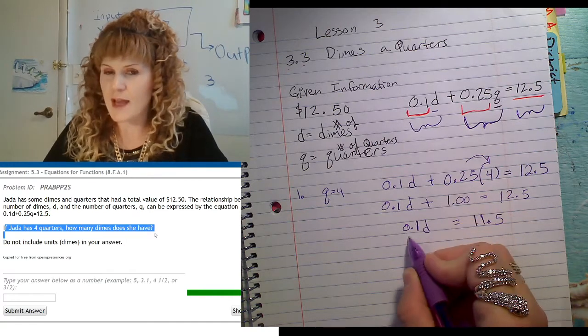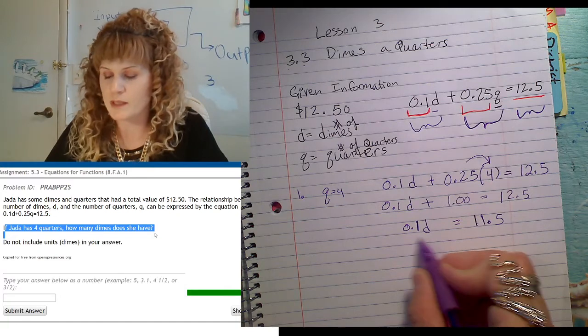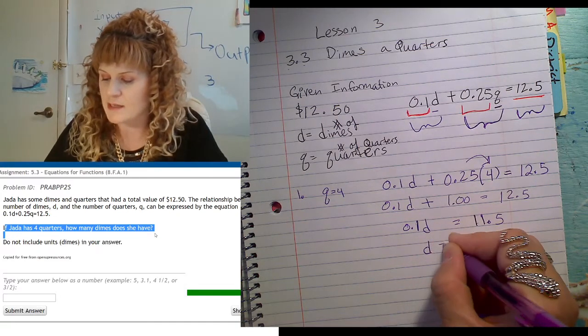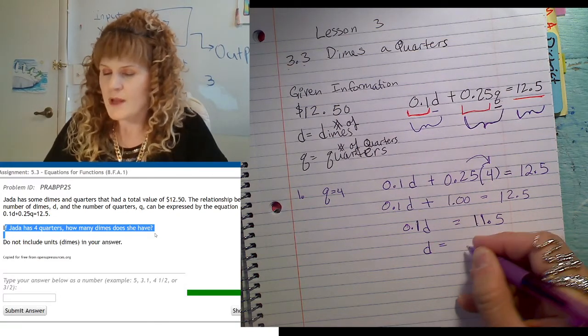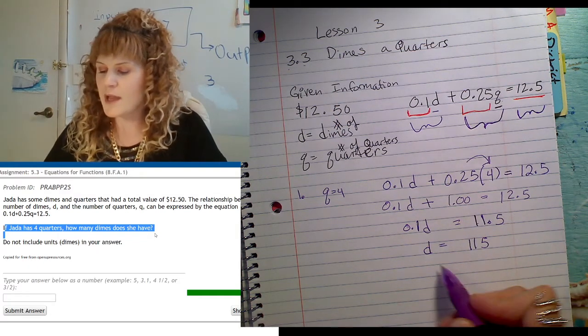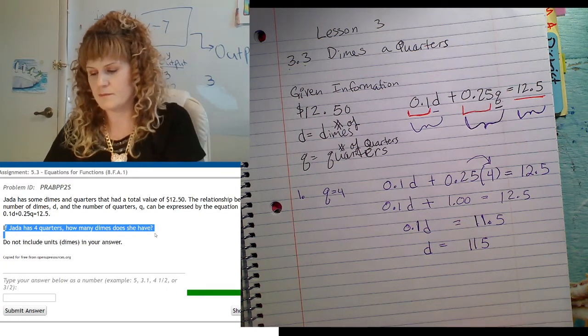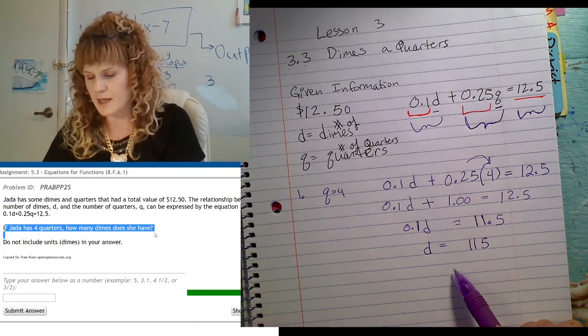Next step, divide by 0.1. You have to divide both sides by 0.1 in order to isolate the D. You can show it on your paper, but I'm pretty good at this. I can just do it in my head. Now I know the number of dimes is 115. I solved the equation for the dimes.